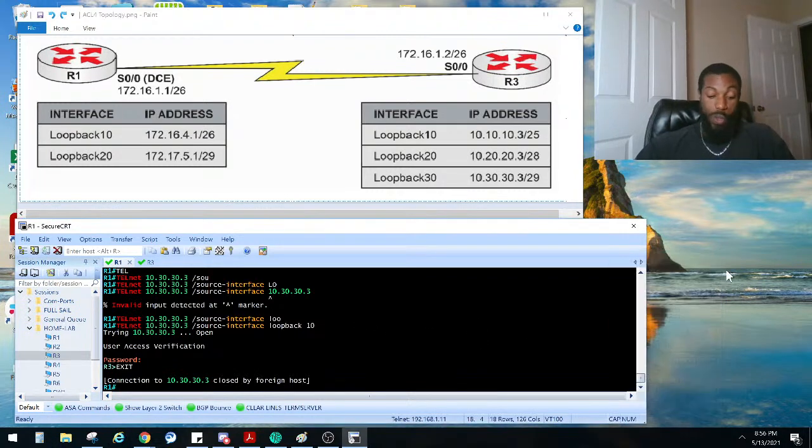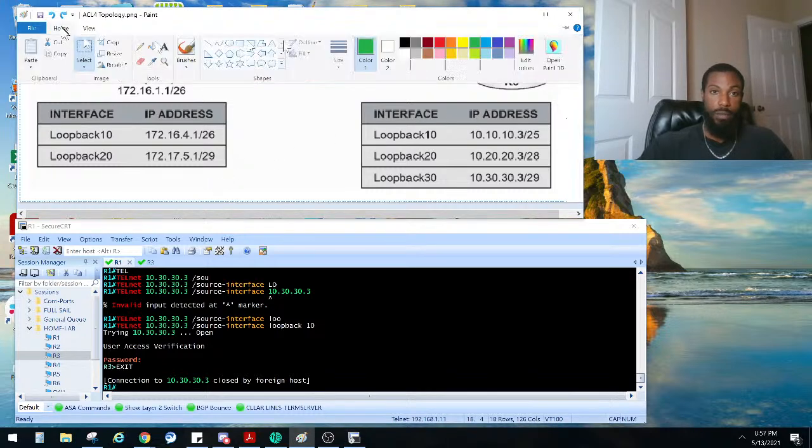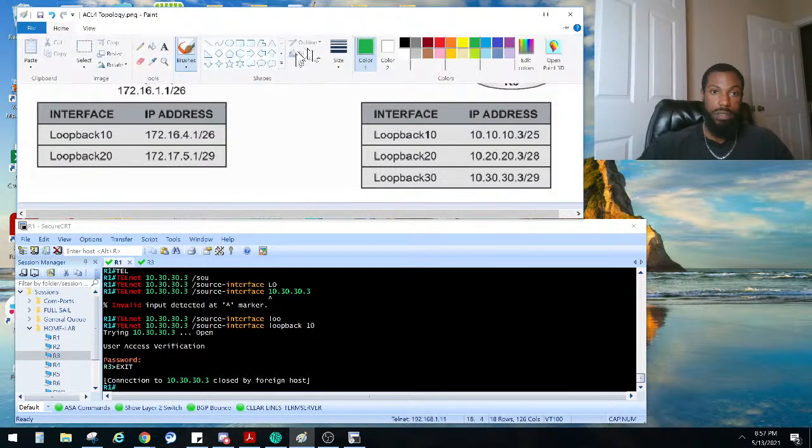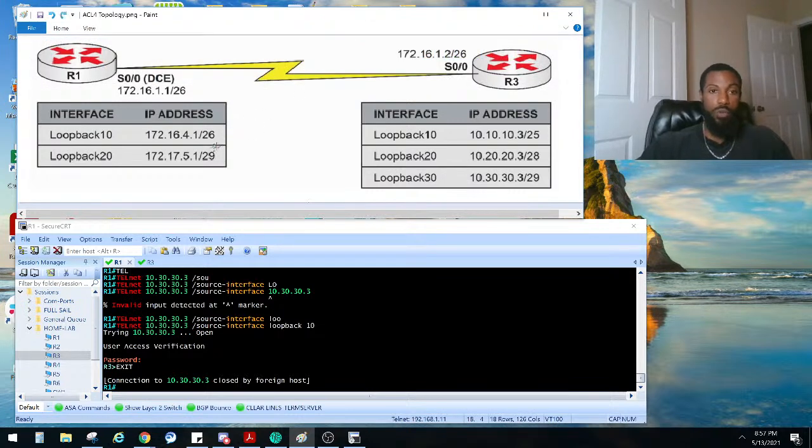So we finally got to test our ping access, right? And he said to test your ping from router 1's loopback 20. So from router 1's loopback 20, let me draw this out. Get my brush going. Green. So from loopback 20 to router 3's loopback 10 and 20 and 30. So now we're going to telnet to all three of these right here. So we're going to do the same thing. We're just going to telnet to all three.